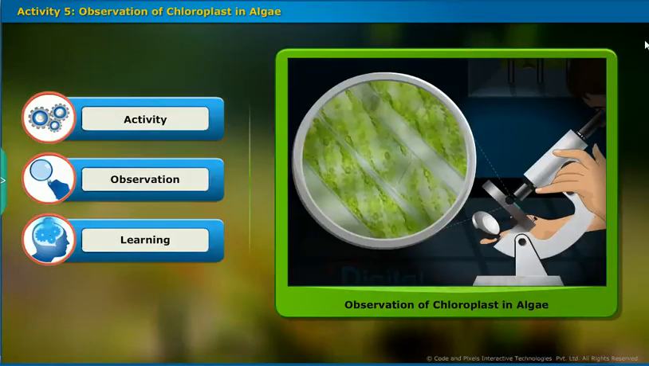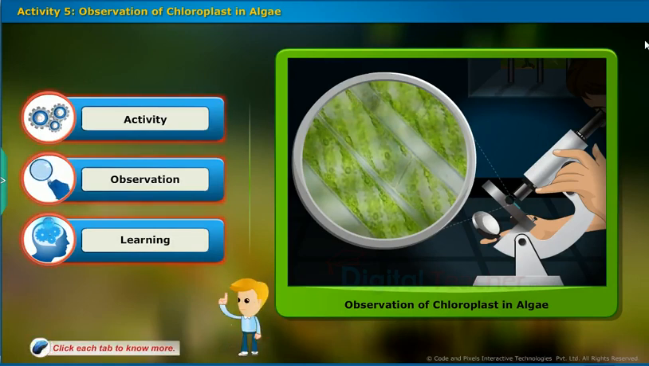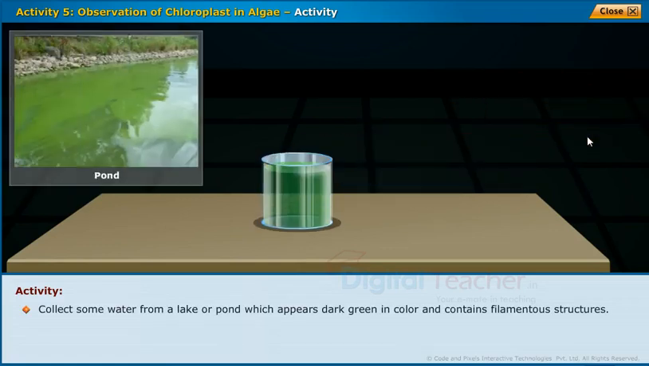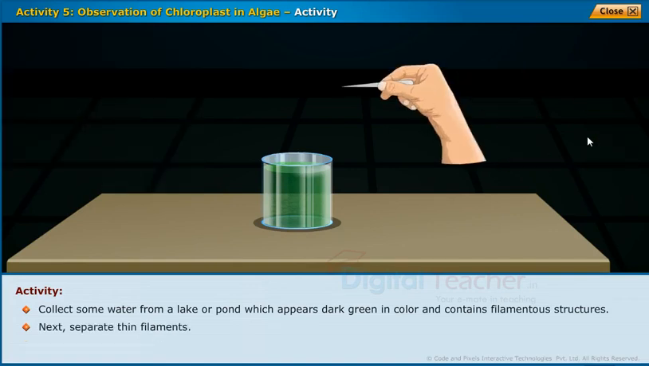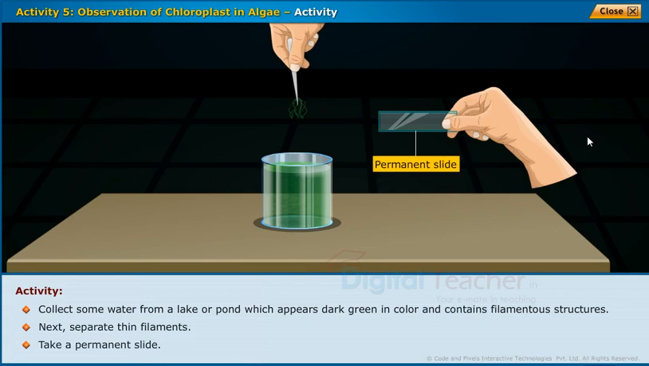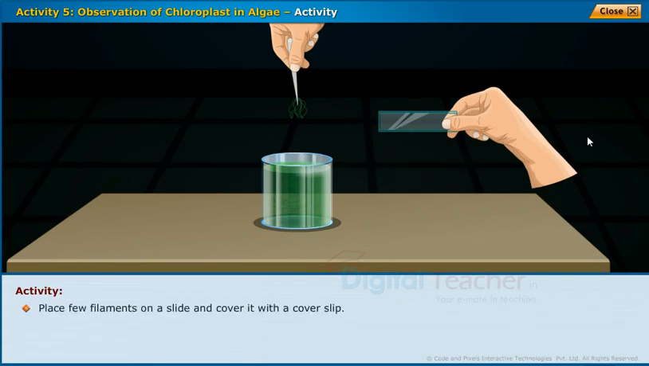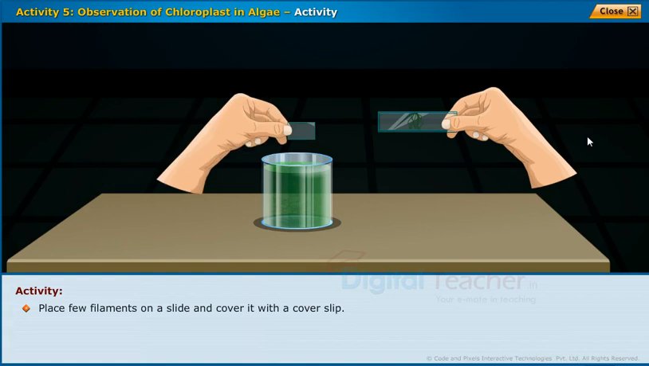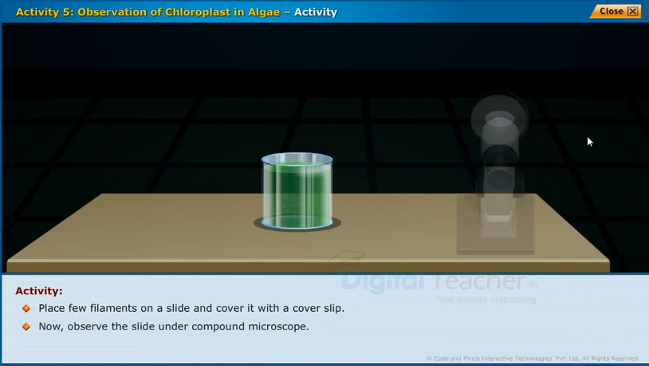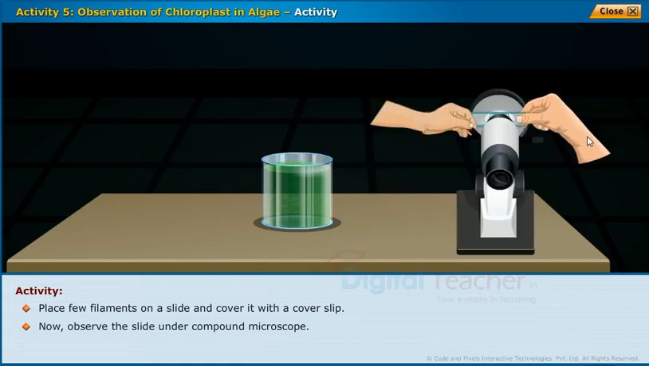Here, let us perform an activity to observe chloroplast in algae. Click each tab to know more. Collect some water from a lake or pond which appears dark green in color and contains filamentous structures. Next, separate thin filaments. Take a permanent slide. Place a few filaments on a slide and cover it with a cover slip. Now, observe the slide under a compound microscope.